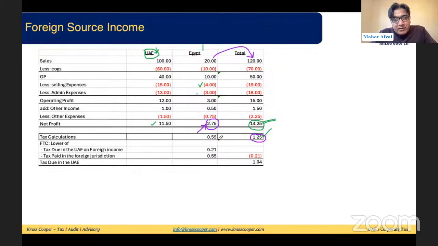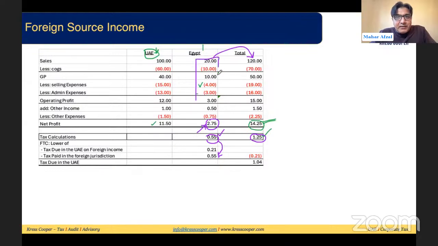So how much tax have they paid out of the UAE? Assuming my tax rate in Egypt is 20%, so 2.75 multiplied by 20% is 0.55 million. This is the tax that they have already paid out of the UAE. Now the UAE law says you can claim a maximum of 9% of your taxable income pertaining to the foreign jurisdiction. This is important.